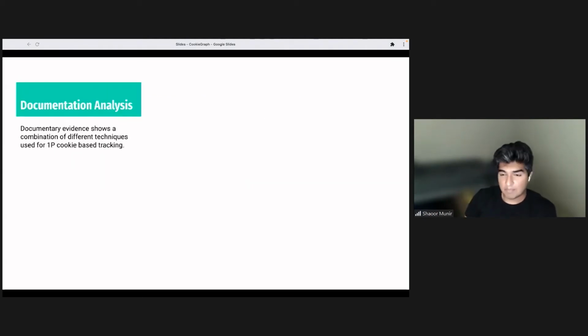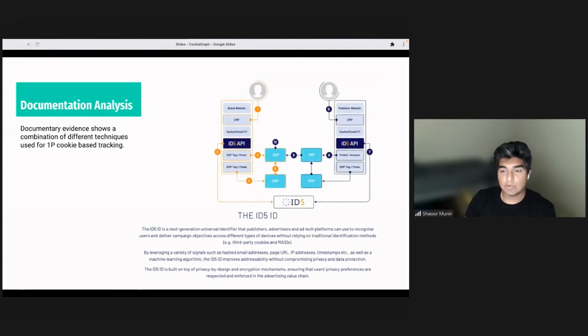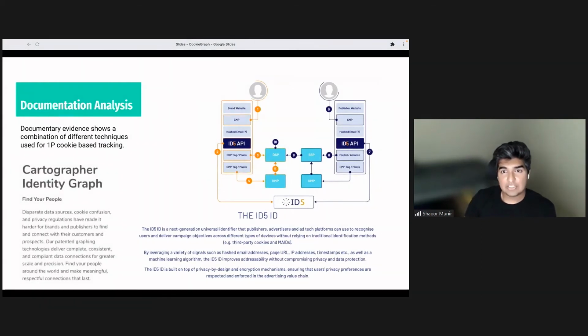PTO, ID5, and Lotami, all of them advertise their new cookie-less solutions, which do not rely on third-party cookies. They claim to create a graph which takes in information about the user and churns out an ID which can be used universally across different sites and devices. We found that these IDs were ultimately being set in first-party cookies.